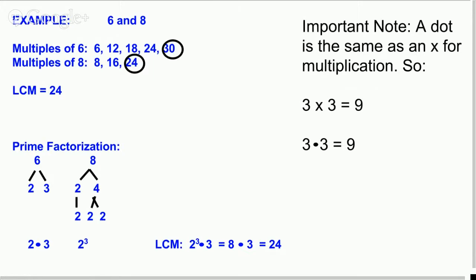I'll explain what that means in a second. If you see a dot, it also means multiplication. So these are the same thing. The dot and the x are the same thing.